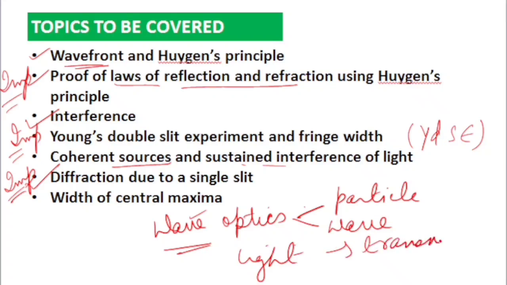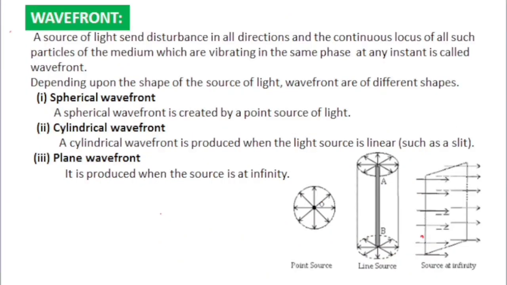Right? Transverse wave. And its speed depends on the type of medium in which light is traveling. So to discuss wave nature of light, you must know about wavefront, because light travels in the form of one wavefront to another wavefront, from one medium to another medium. So first topic is, what do you mean by wavefront?